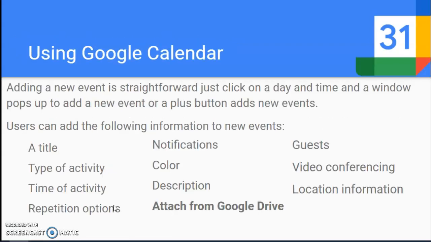And adding a new event in the Google Calendar is pretty simple and straightforward. You just want to click on a day and a time, and a window pops up to add a new event. And you can add more than just the title for your event. You can record the time. You can add links for video conferencing with a Google Meet. You can attach files from your Google Drive, which I use often. You can change the color, you can add a description, give a location, so all kinds of good information can be added for each event.